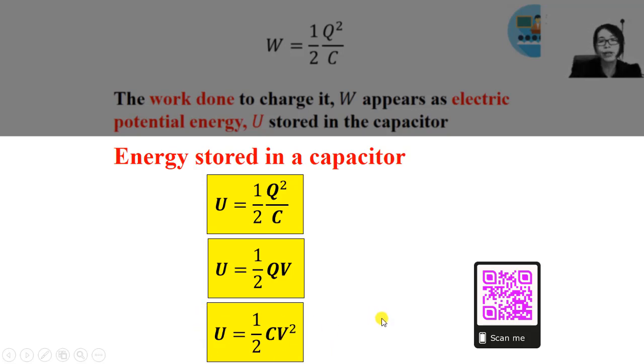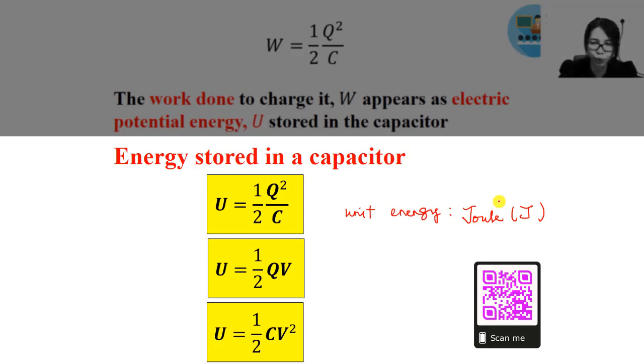So what is the unit for energy? Yeah, as we have learned before, the unit for energy for sure is joule. Okay, so the energy stored in the capacitor, the SI unit is joule.